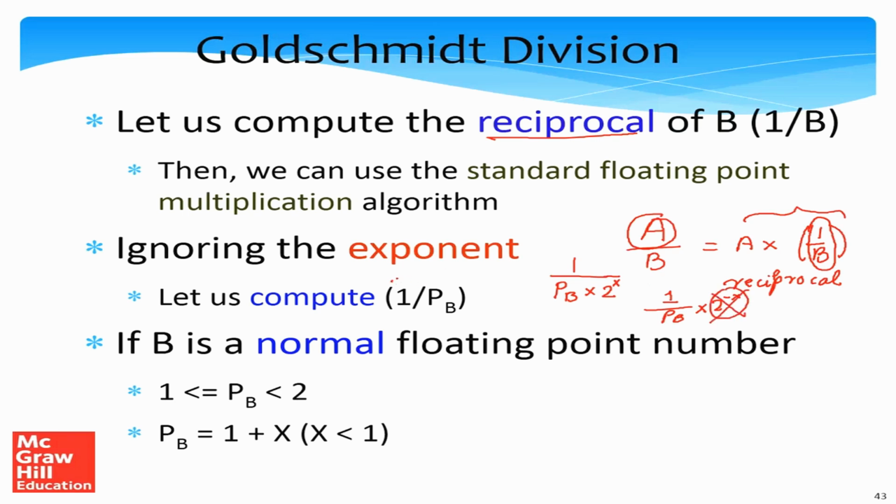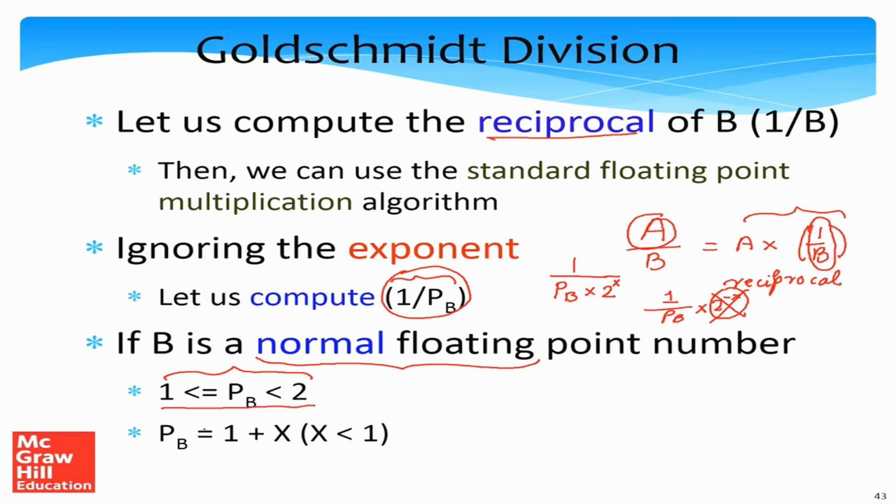So I can just take the significand and try to compute 1 by pb, which is the core part of the operation. So let's first consider the case of a normal floating point number. And of course, if b is a denormal number, we can do something similar. But I will not discuss that in the interest of time. But a very, very easy extension can be done to handle denormal numbers as well. So let me just consider the case of normal significands, where a normal floating point significand is between 1 and 2, in the sense that 1 is less than or equal to pb, which is less than 2.